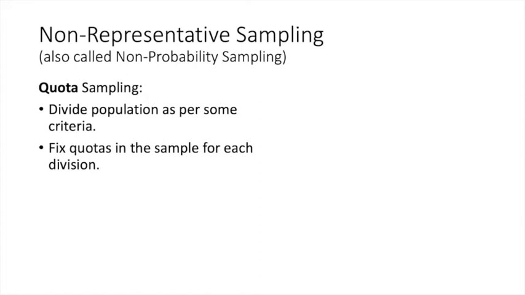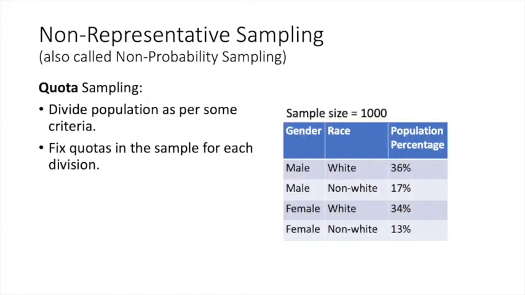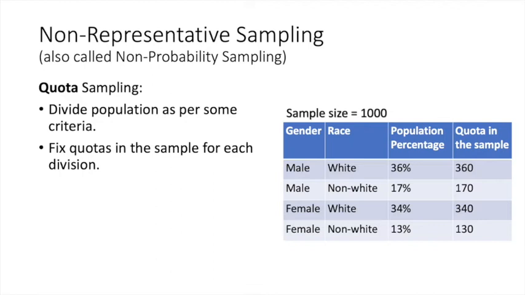In quota sampling, a population is divided as per some characteristics. And the proportion of the population falling in each division is noted. For example, here a hypothetical population in a white-dominated country is divided according to race and gender. Since the sample size is set to 1,000, quotas in the sample are allocated to each division according to the percentages in the population. The surveyors then fill their quotas of observation as it suits them.